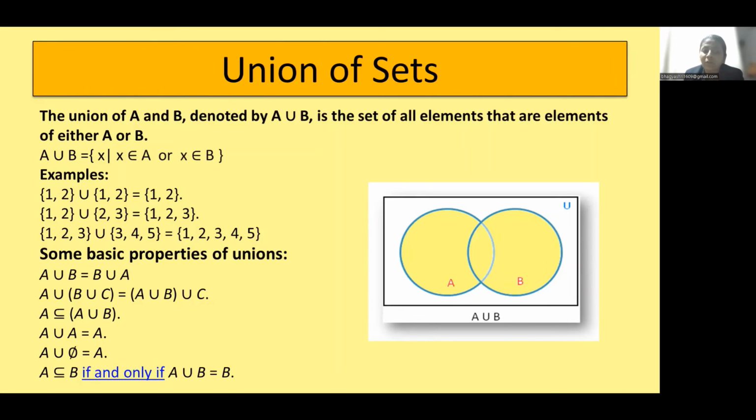A is subset of B if and only if A union B is equal to B. A ला आपण सबसेट ऑफ बी कधी म्हणणार आहोत तर A युनियन बी हा बी एवढा येत असेल तरच. ठीक आहे.